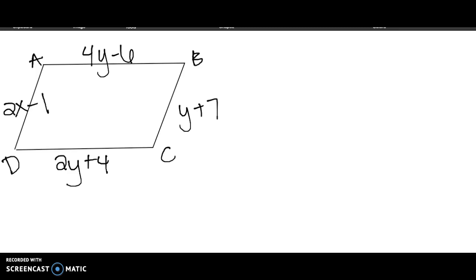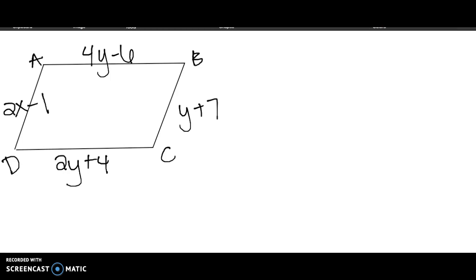This is going to be like number 8 on your chapter 6 review sheet for my honors kids. And in number 8 on the review sheet, it says, for what values of x and y is ABCD a parallelogram? And when you have that question, for what value, that means you're figuring out which values of x and y make that a parallelogram.